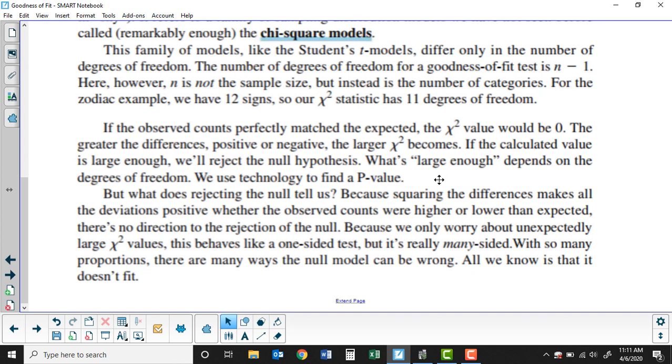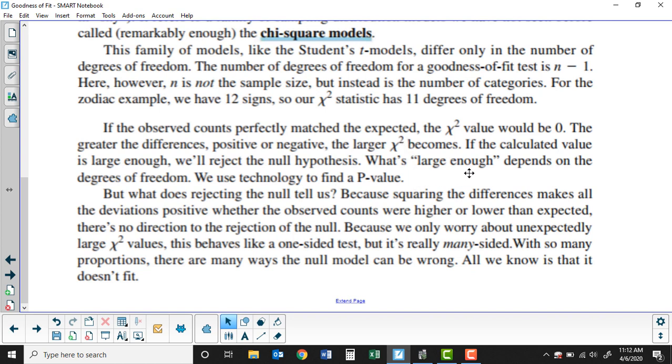And the question is, what is large enough? It depends on how many degrees of freedom you have. If you've got 50 different degrees of freedom, those small numbers squared and summed up are going to add up to a larger number, whereas if you've only got 5 or 6 degrees of freedom, you're not going to get a very big sum when you add them up. So we use our technology to find a p-value, and that helps us determine this a lot better compared to our x squared or chi-squared value.